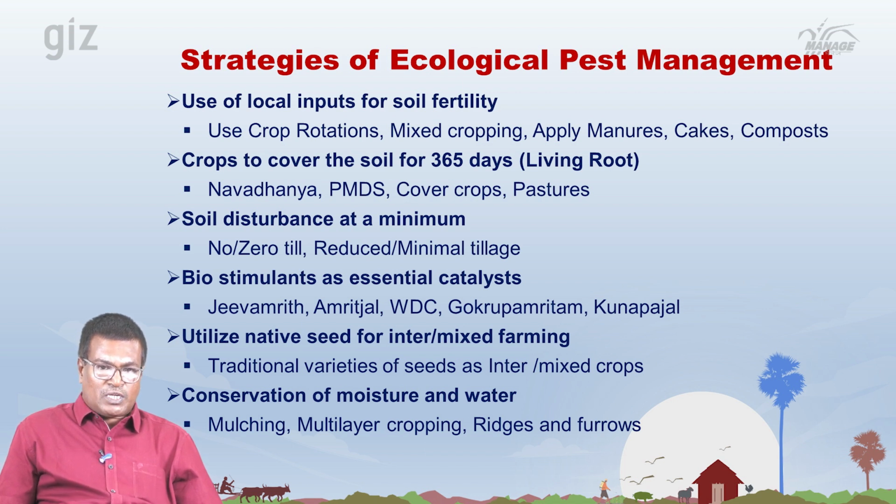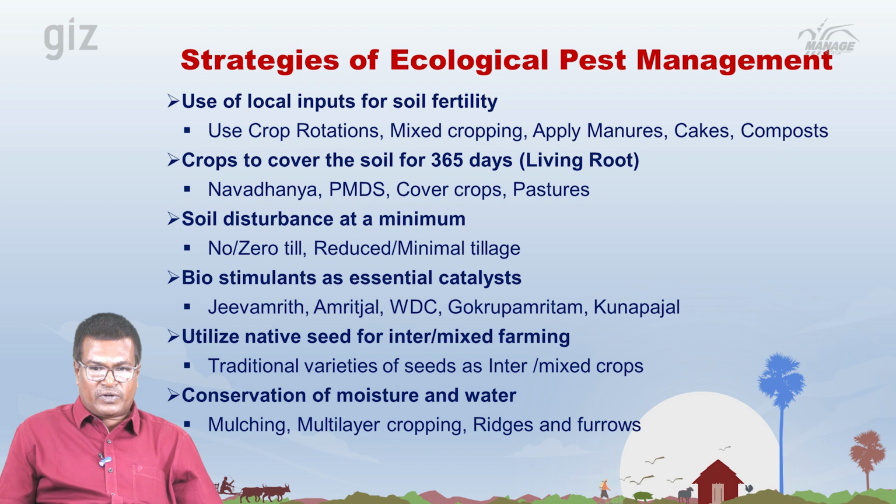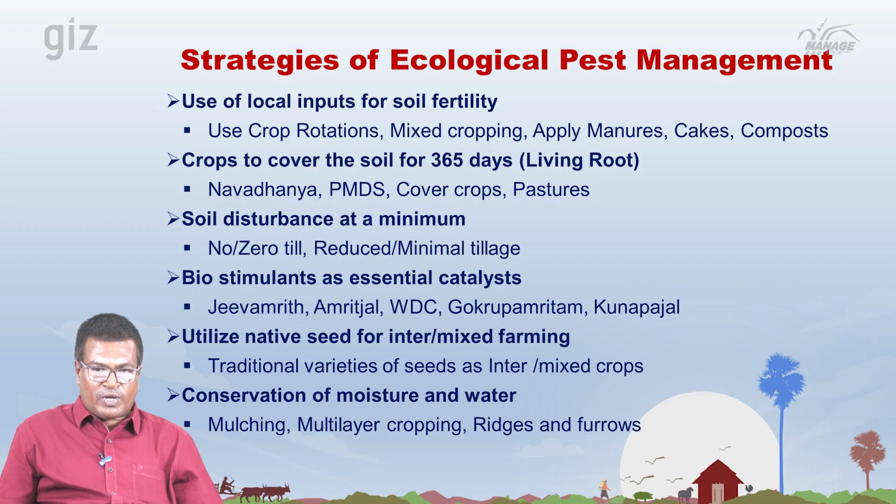So keep on applying Jivamrut, Amrit Jal, waste decomposer, Gokrupa Amrita, Konopajal kind of things to the soil, so that the soil microbes will get the needed food continuously, and also they will grow in different varieties because of these different products. And then utilize native seed for intercropping and mixed cropping. Traditional varieties of seeds should be sown as an intercrop or mixed crop, so that they will be conserved and the good qualities of these traditional varieties are felt. And then conservation of moisture and water.